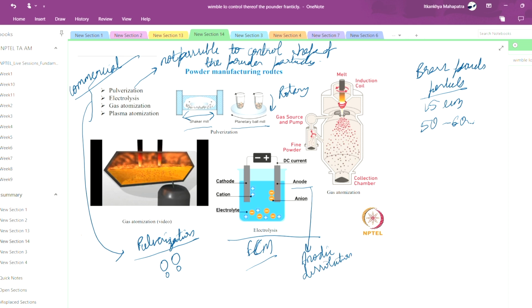So if you want to make copper and aluminium powder particles, we have to use aluminium as an anode, and the cathode will be another material. By supplying a suitable potential, this anode will start to dissolve. Because of this process we can get very pure powder particles, but there is a problem with this process.